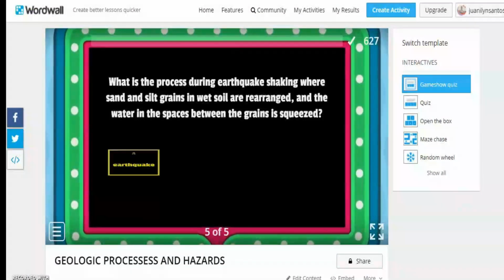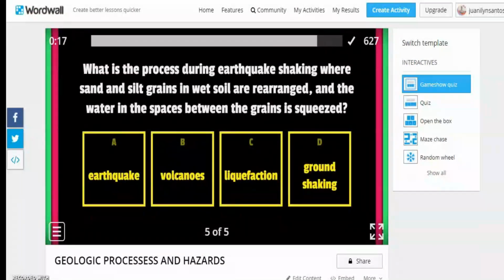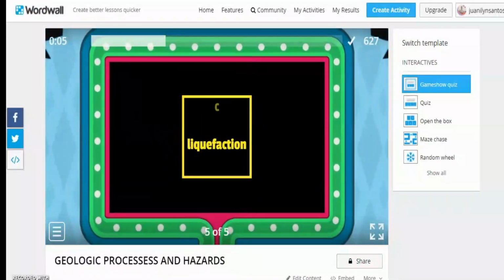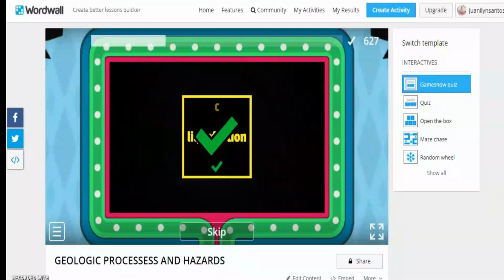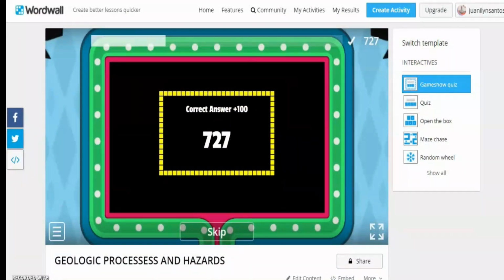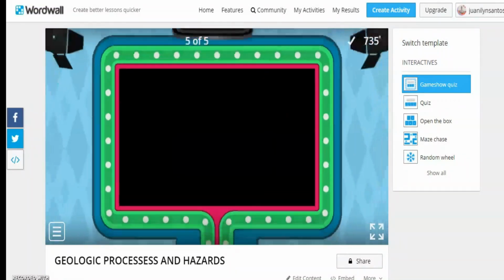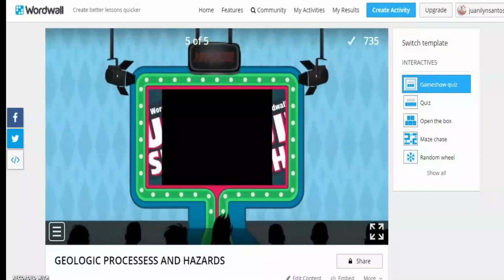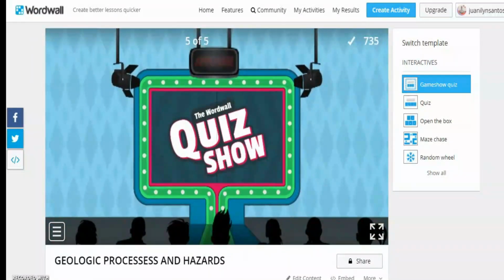Question number 5, get ready. What is the process during earthquake shaking where sand and silt grains in wet soil are rearranged and the water in the spaces between the grains is squeezed? The correct answer is liquefaction. You have a total score of 735 points. Congratulations!